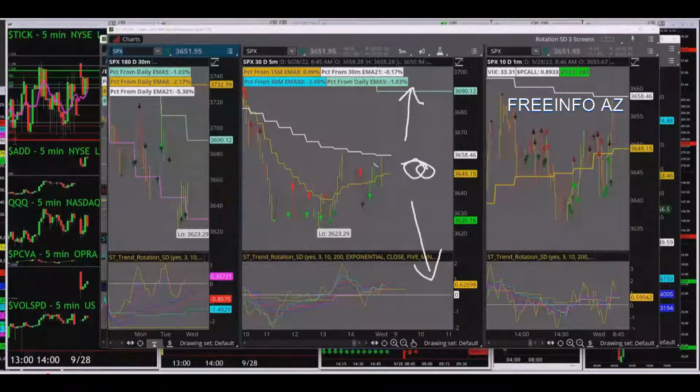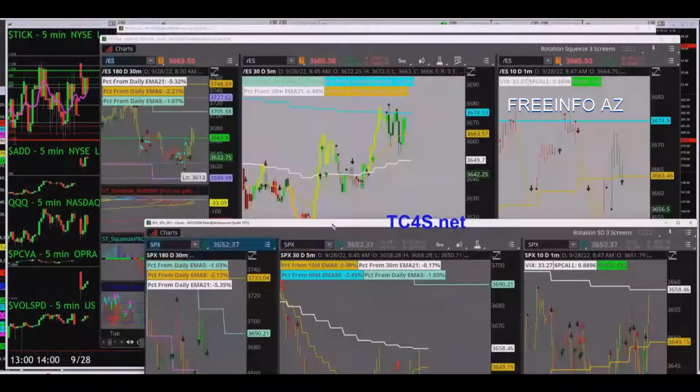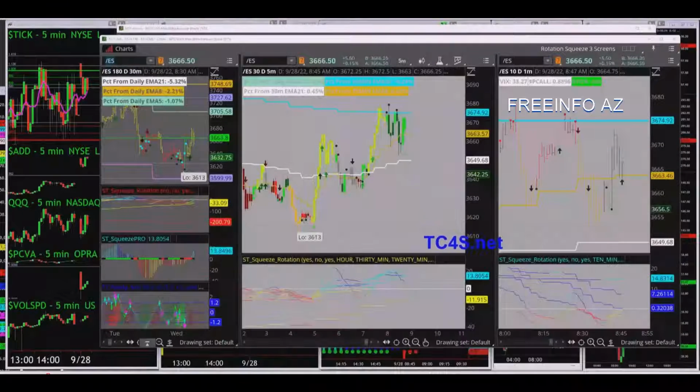But in terms of our setup, the setup we would want is a move up into the 5 EMA, and then we pull back, and then we get in, because that's the ride that we want to trade here. So that's kind of what we got going on.